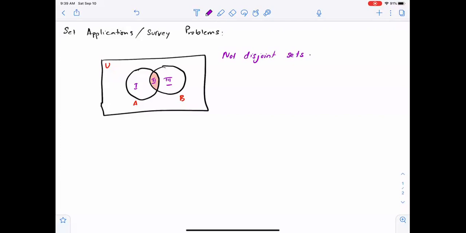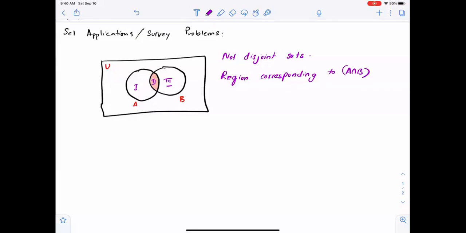If I want to pick the region corresponding to A intersects B, which one will I pick? 1, 2, or 3 in Roman numerals? I will pick the one that I just shaded, number 2.